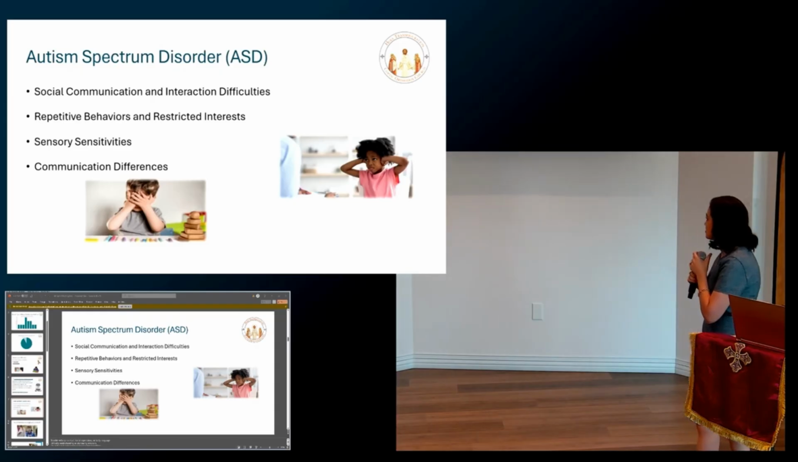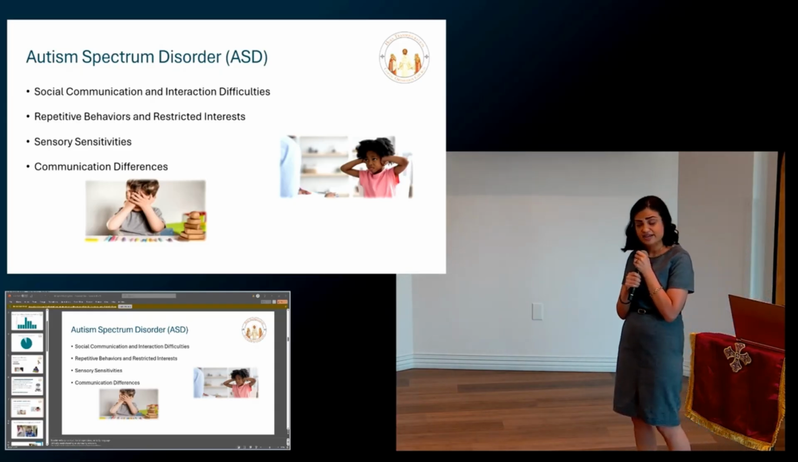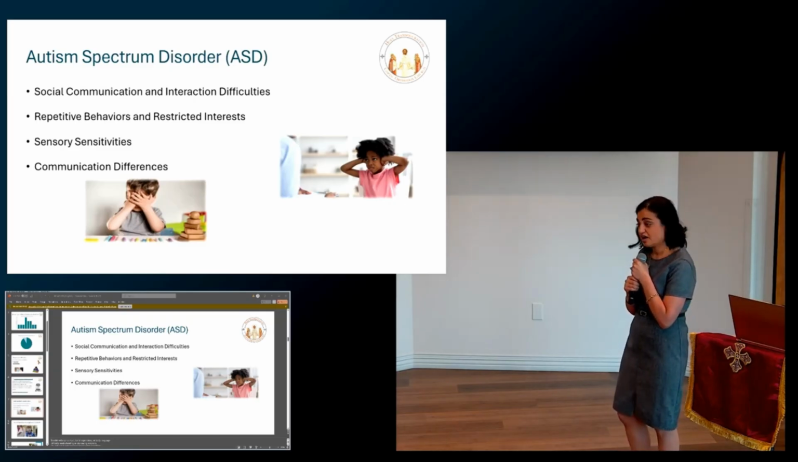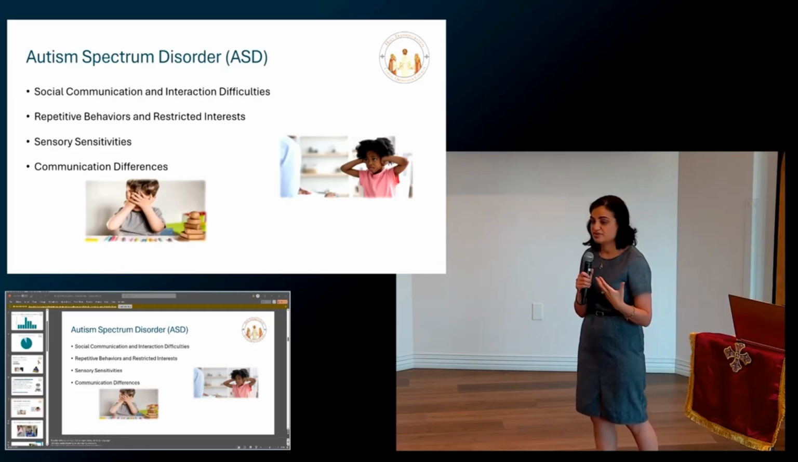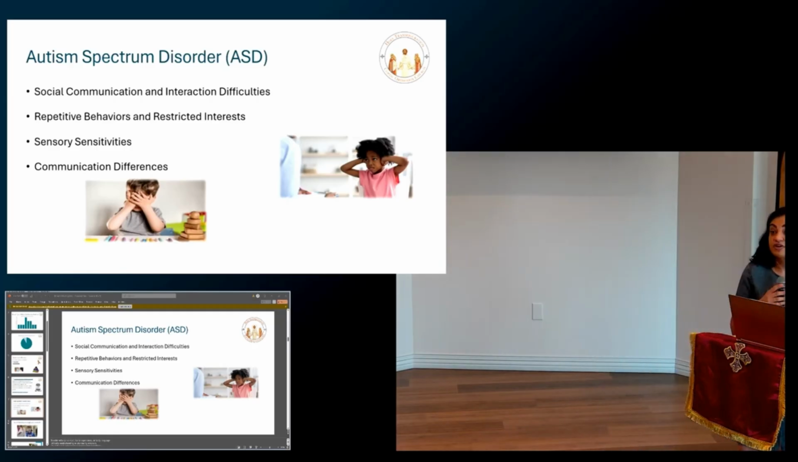That's the sensory sensitivity. Communication differences: not all kids on the spectrum can speak fully. Some can, absolutely, but not all of them. They can use either a communication device or sign language and so on, as a different way of communication.